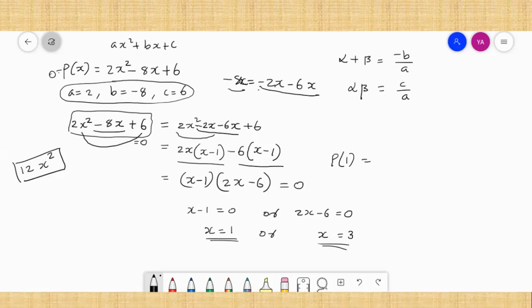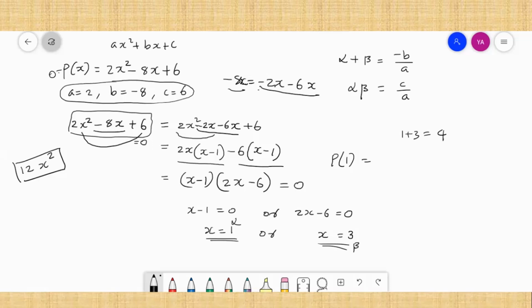Now we want to check. Simply call this alpha and this beta. We want to check whether the sum of the zeros is equal to minus b by a, and the product is equal to c by a. So simply add alpha plus beta. That's 1 plus 3, which is 4.